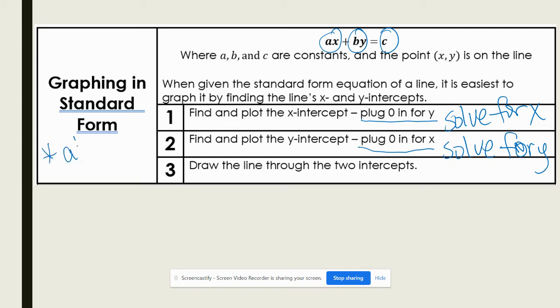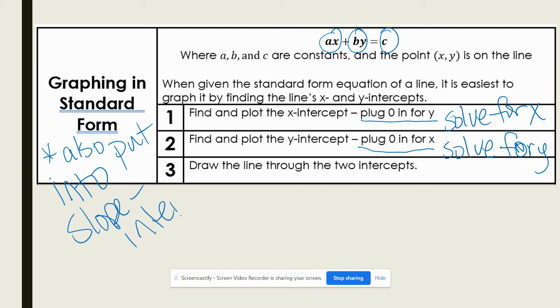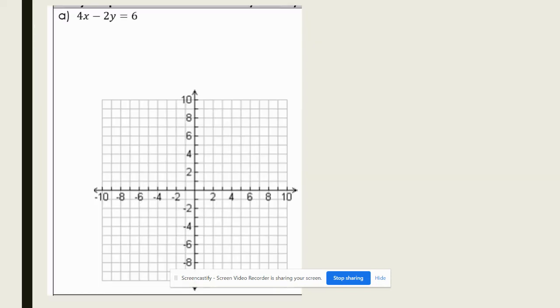Remember, you can also put it into slope intercept form if you'd rather do that. But we're going to try a couple of these just so you can see what that looks like. All right, so for our x-intercept, we plug 0 in for y. That's 4x minus 2 times 0 is equal to 6.